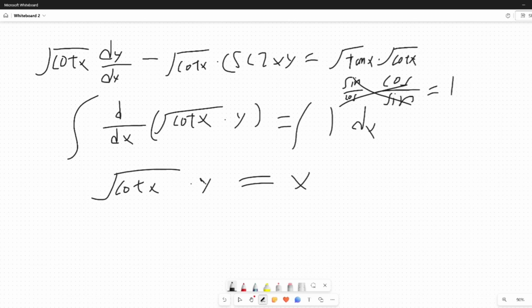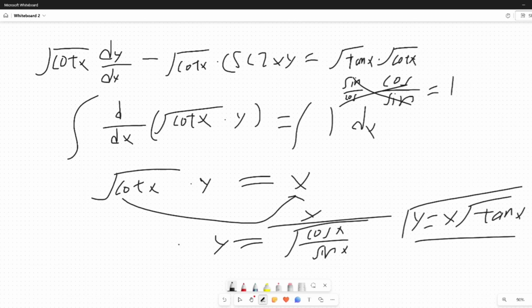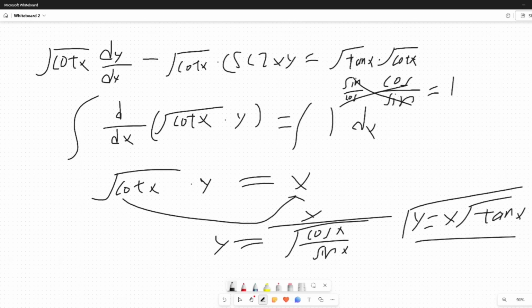When I first saw this, I actually overthought and made it more complex than this. But in reality, this is all there is to it. Then we can just divide by the square root of cotangent x over here, and we get y equals x divided by the square root of cosine x over sine x, and you can just flip that, and you will get y equals x times square root of tan x, and hence we have proved it. Right. Let's move on to the next one.